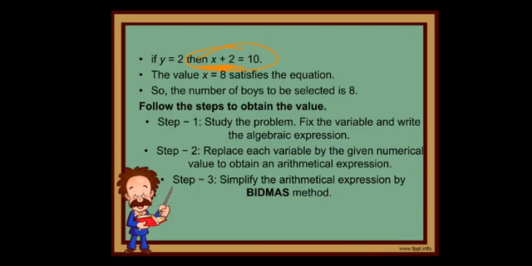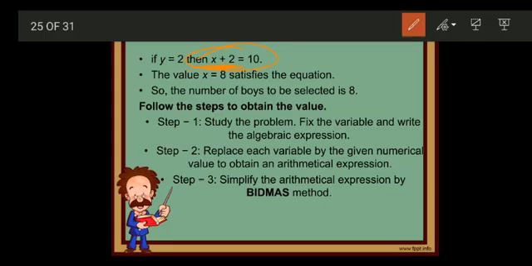Step 3: simplify the arithmetical expression by the BODMAS rule. BODMAS means first we have to solve things inside the bracket, then indices, meaning power and square root. After solving that, we have to do division, then multiplication, addition and subtraction. We have to do it in this order.